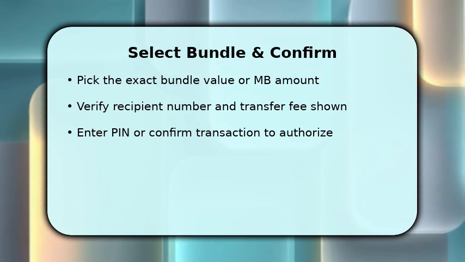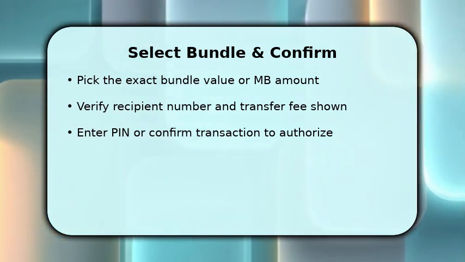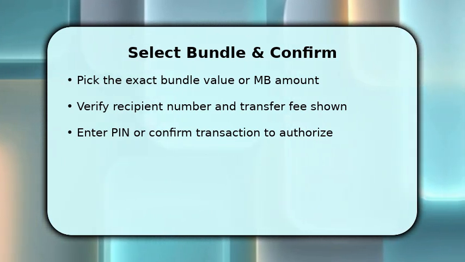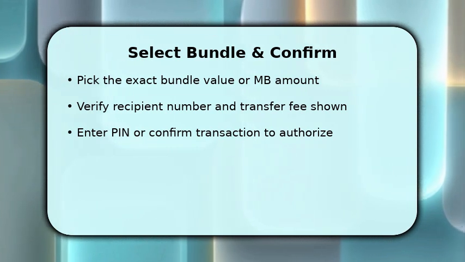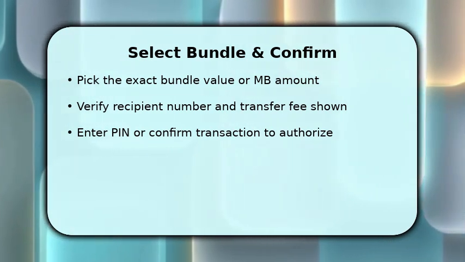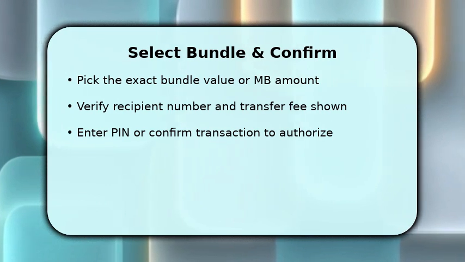Now select the bundle type, choose value or megabytes depending on need, and check the fee displayed, because some transfers carry a small charge. Next, carefully verify the recipient's number. A mistyped digit sends data to the wrong person. Then authorize the transfer by entering your account PIN or confirming in the app.